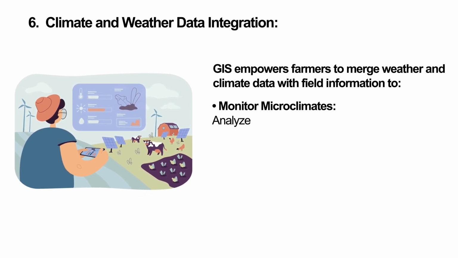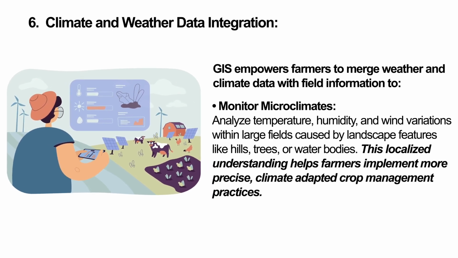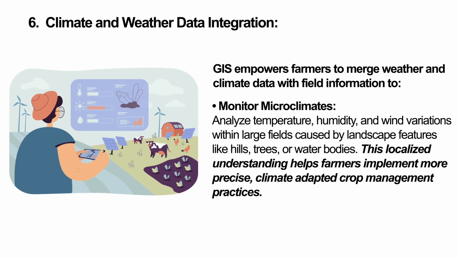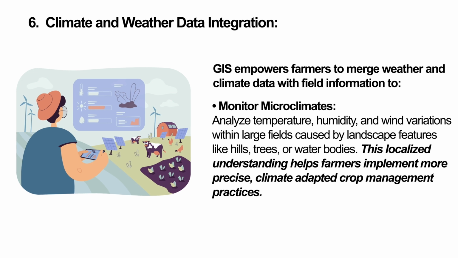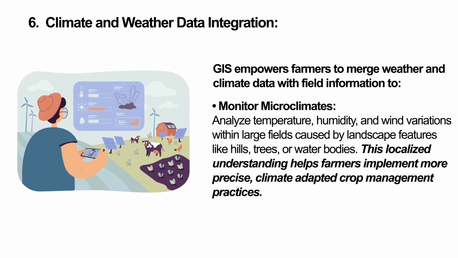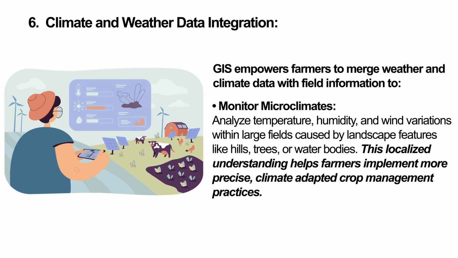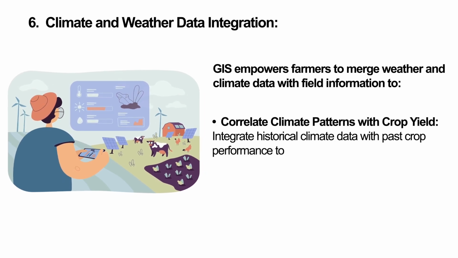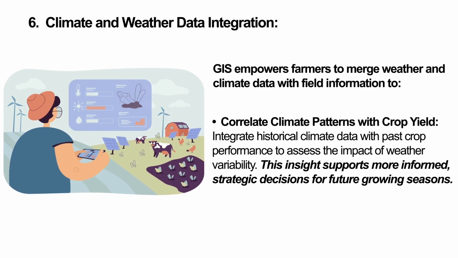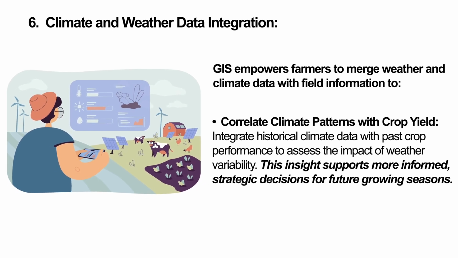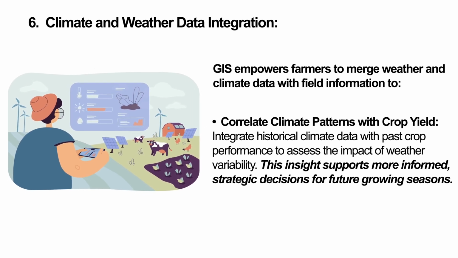Monitor microclimates. Analyze temperature, humidity, and wind variations within large fields caused by landscape features like hills, trees, or water bodies. This localized understanding helps farmers implement more precise, climate-adapted crop management practices. Correlate climate patterns with crop yield. Integrate historical climate data with past crop performance to assess the impact of weather variability. This insight supports more informed, strategic decisions for future growing seasons.